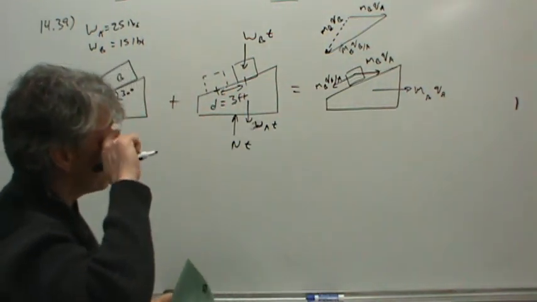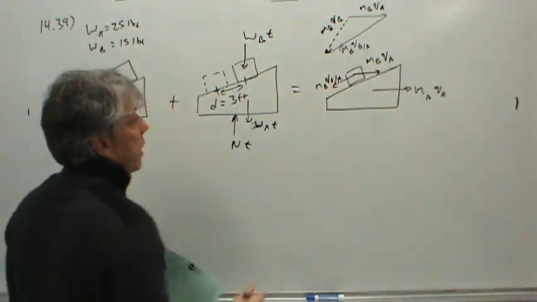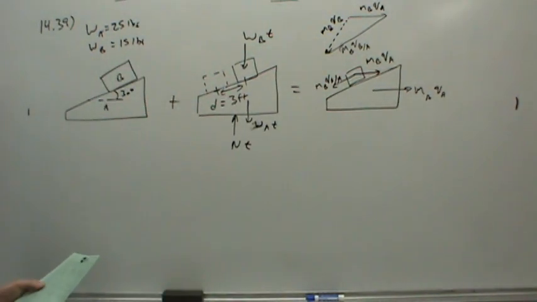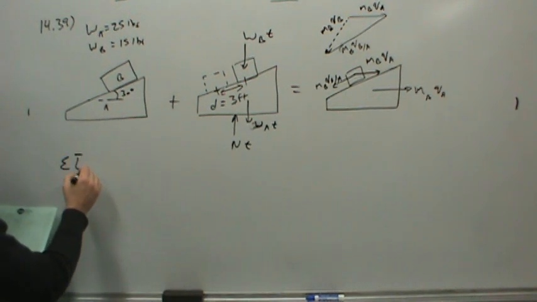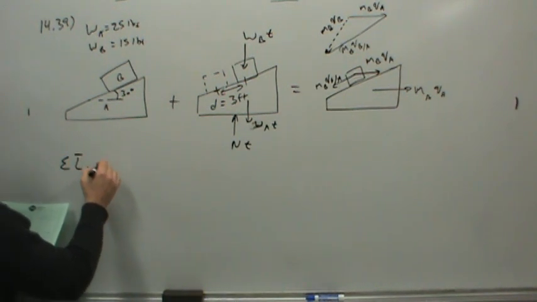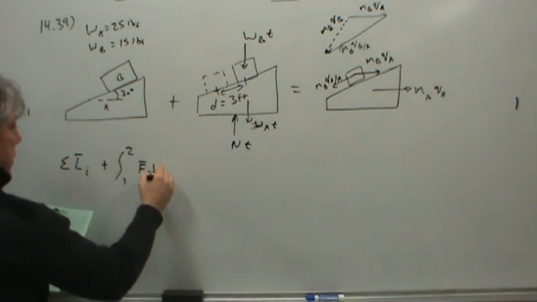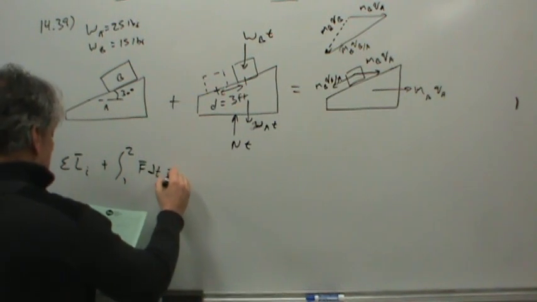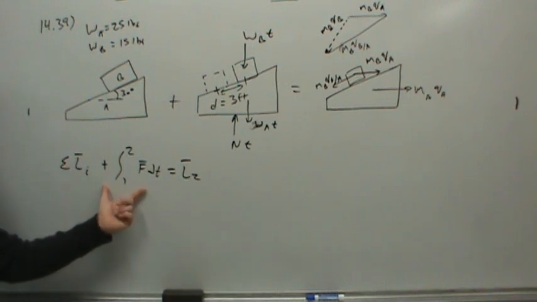Well, it's because in my momentum equation, this will be easier to deal with, and it'll give me that relative velocity. Okay. Speaking of momentum, really our equation says if I add up all of the momentum of all the bodies and all the external forces that act over time, I will get a new momentum of the system. Now, how many equations is this really?